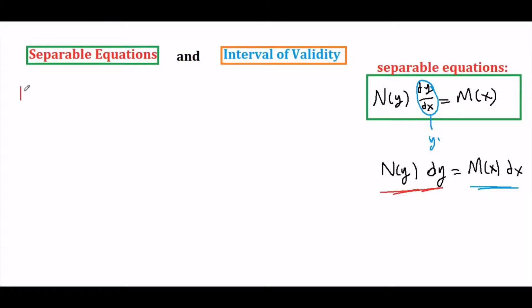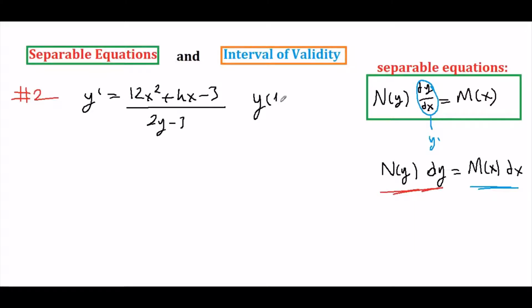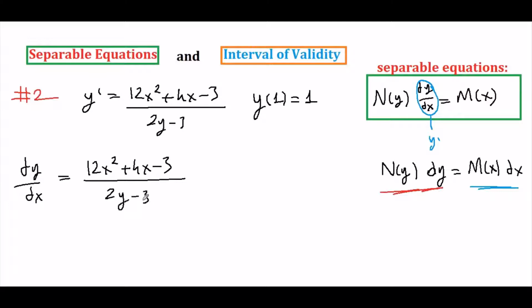Example 2. In this example, we have y prime equals (12x squared plus 4x minus 3) all over (2y minus 3). And our initial condition is given, y of 1 equals 1. Our first step is to convert y prime into dy/dx. So dy/dx will be equal to (12x squared plus 4x minus 3) all over (2y minus 3).